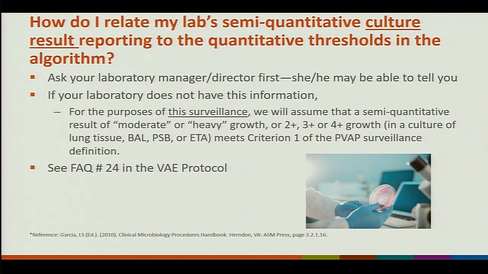Okay, so how can you meet the quantitative thresholds of PVAP criterion 1 if your lab does not send you quantitative results, or if they send you semi-quantitative results? We get this question frequently. First, you want to talk to your lab and find out what the corresponding semi-quantitative result would look like. If they don't know, then for purposes of VAE surveillance, we allow the semi-quantitative result of moderate or heavy growth, or 2+, 3+, 4+ growth to meet this criterion.